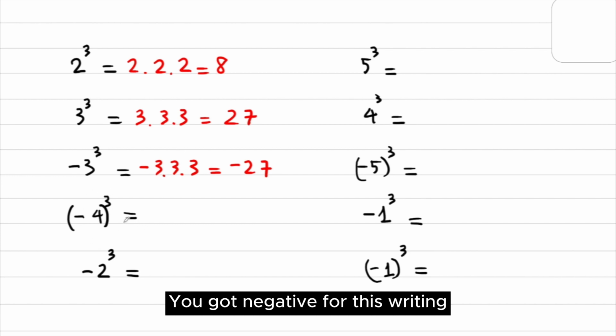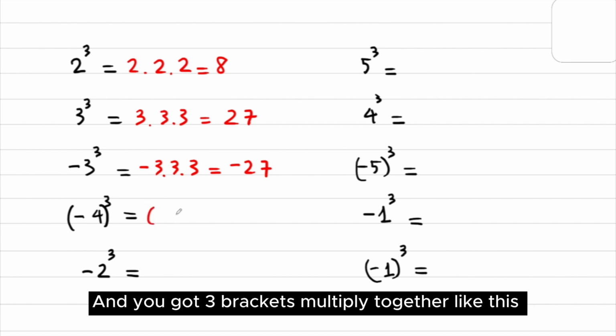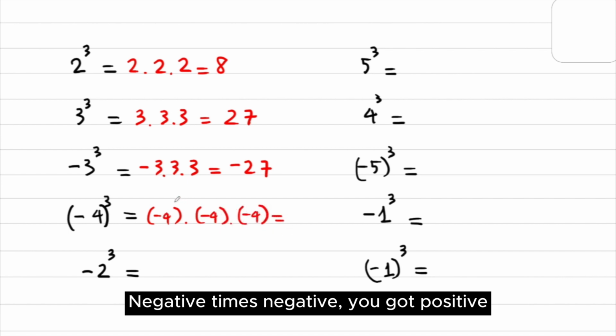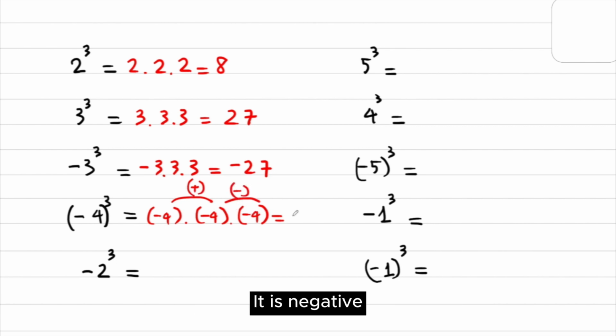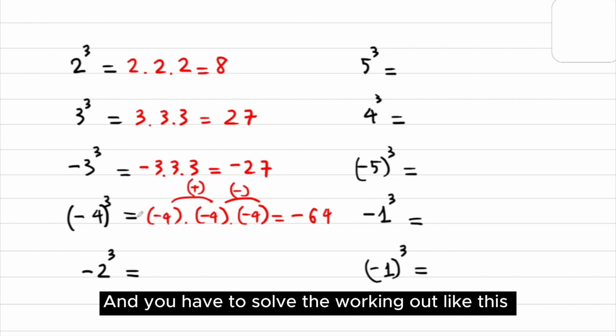For this writing, you got 3 outside the brackets. It means the repeating has to be applied to the whole bracket, and you got 3 brackets multiplied together like this. Negative 4 times negative 4 and times negative 4. Negative times negative, you got positive. And then positive times negative, it is negative. So 4 times 4 is 16. 16 times 4, you got 64. 64 is my final answer for this question. And you have to show your working out like this.